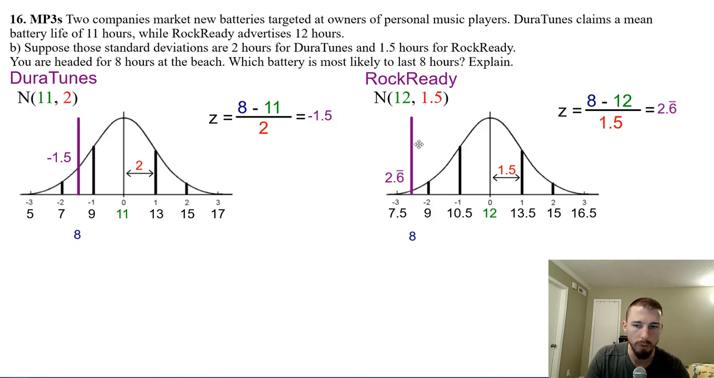You're more likely to have batteries that last at least 8 hours if you bought Rock Ready, which had a higher mean and a smaller standard deviation. Of course, that should make sense, right? It had a higher mean and the batteries were more consistent. Duratunes, on the other hand, had a lower mean and less consistent batteries, which means you could have higher values, like 3 standard deviations above was 17, while 3 standard deviations over here was only 16.5. But still, if you're worried about 8, the ones you would want would be Rock Ready.